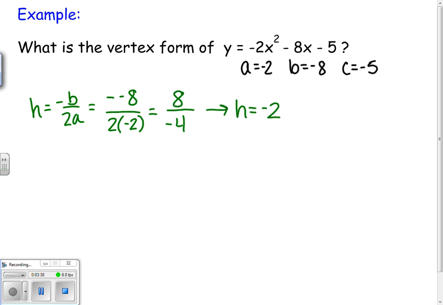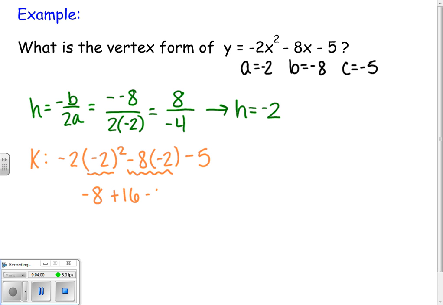Remember, to find k, we substitute that h value into the original function for x and solve. Use the calculator if you need to. Negative 2 squared is 4, times negative 2 is negative 8. Negative 8 times negative 2 is a positive 16. And negative 8 plus 16 is 8, minus 5 is 3.